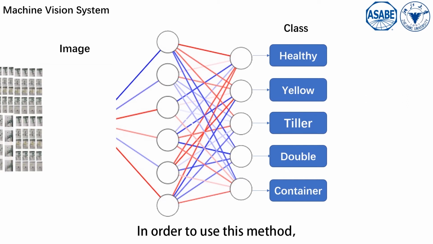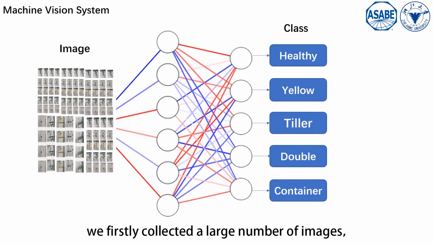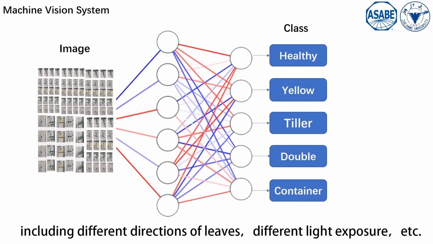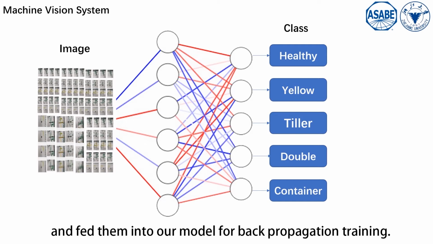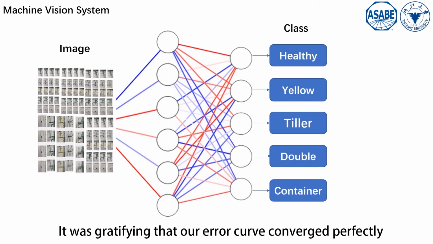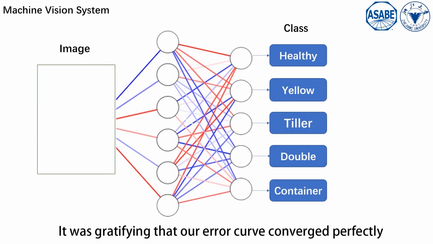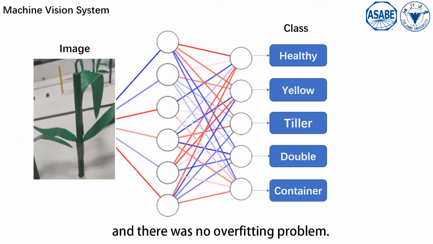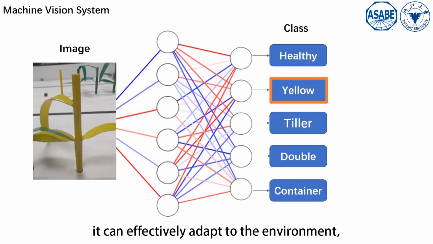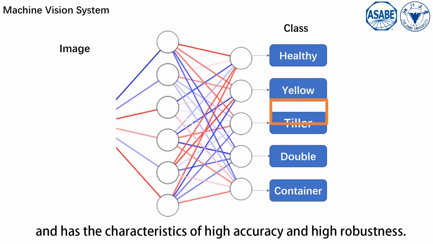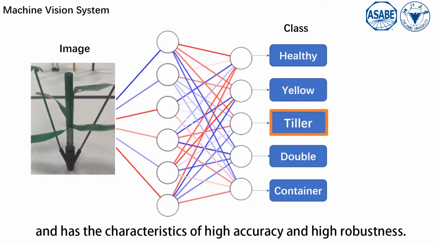In order to use this method, we first collected a large number of images, including different directions of leaves, different light exposure, etc. Then we manually classified the images into 5 categories and fed them into our model for back propagation training. It was gratifying that our error curve converged perfectly and there was no overfitting problem. In the actual operation process, it can effectively adapt to the environment and has the characteristics of high accuracy and high robustness.